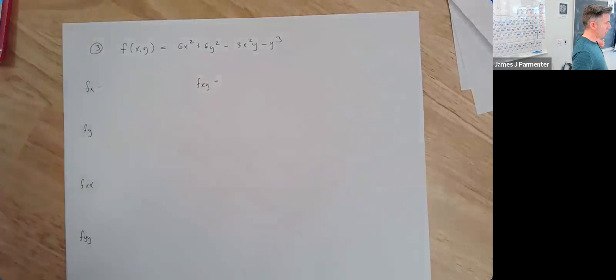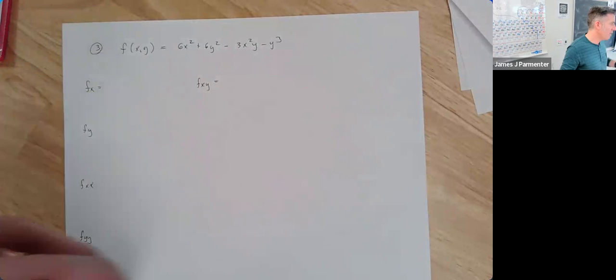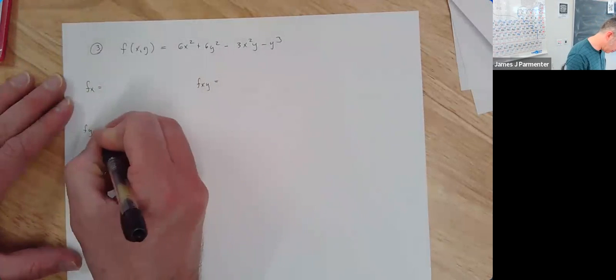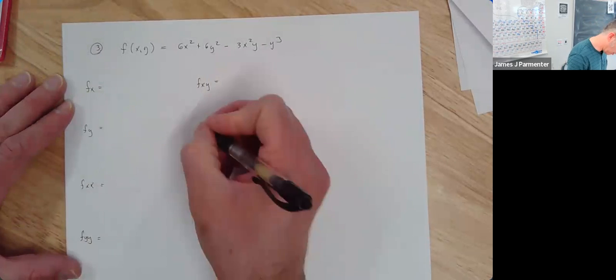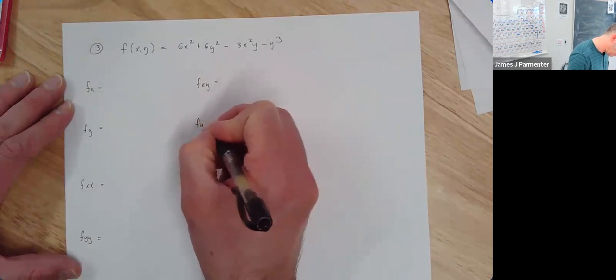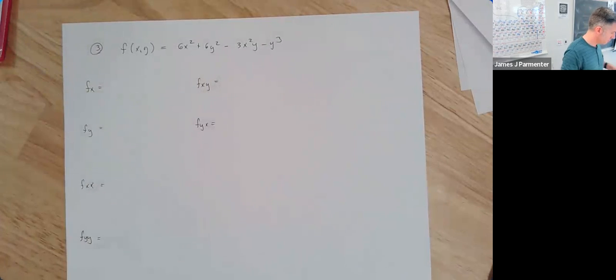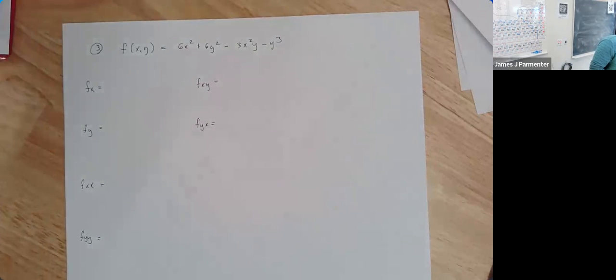You can also say it the longer way, del f, del x. So nobody wants to say all that. So I would say fx, fy, et cetera, et cetera. All right, go for it. Maybe like 2 or 3 minutes.